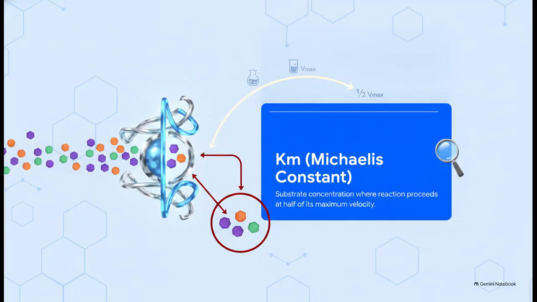And that leads to our second parameter, Km, or the Michaelis constant. Now, Km isn't a speed, it's a concentration. Specifically, it's the exact substrate concentration you need to get the enzyme working at exactly half of its maximum capacity, half of Vmax. This is a brilliant indicator of how efficient an enzyme is when raw materials are actually scarce. If an enzyme has a very low Km, it means it gets up to half its top speed even when there's barely any substrate around. It's incredibly sensitive and efficient.